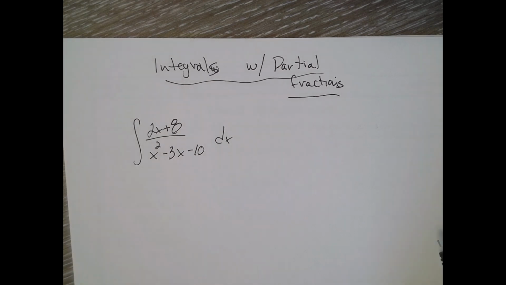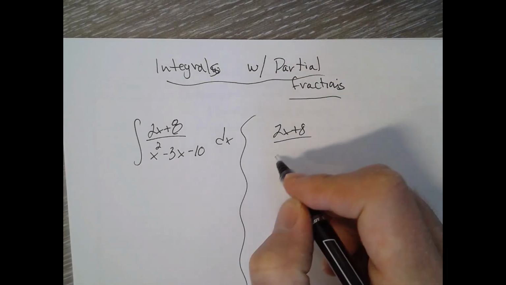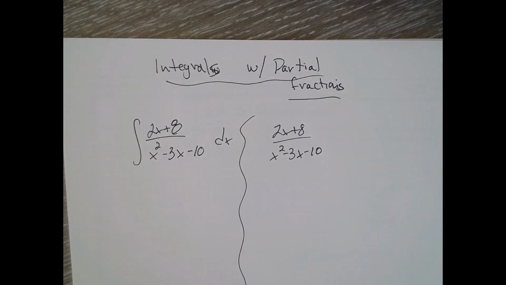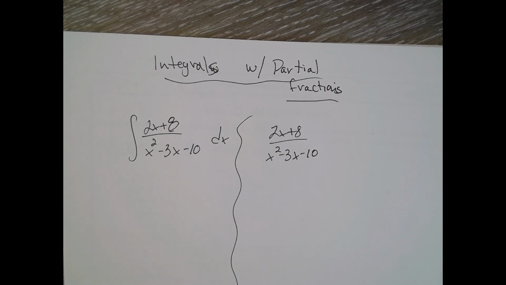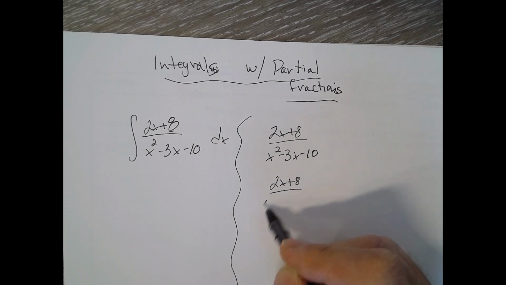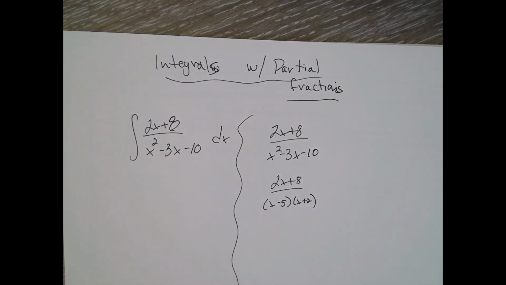But this is partial fractions, or partial fraction decomposition. What we're going to do is rewrite 2x plus 8 over x squared minus 3x in a different way, in a way that we can evaluate the integral. We can find the antiderivative. So what we do is factor the bottom. It's 2x plus 8 over x minus 5 times x plus 2. And they're always factorable on the bottom. If it's not factorable, this is not what you should do. If it's factorable, it might be what you should do. And in this chapter, it probably will be what you do, but it's not always the case.